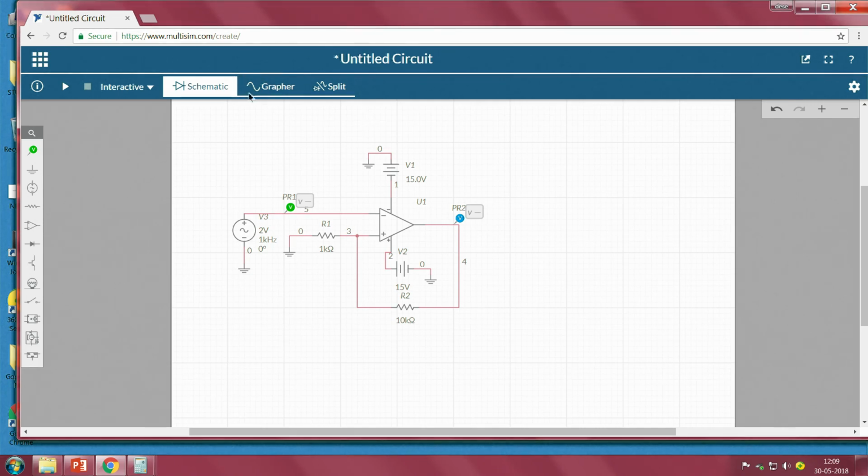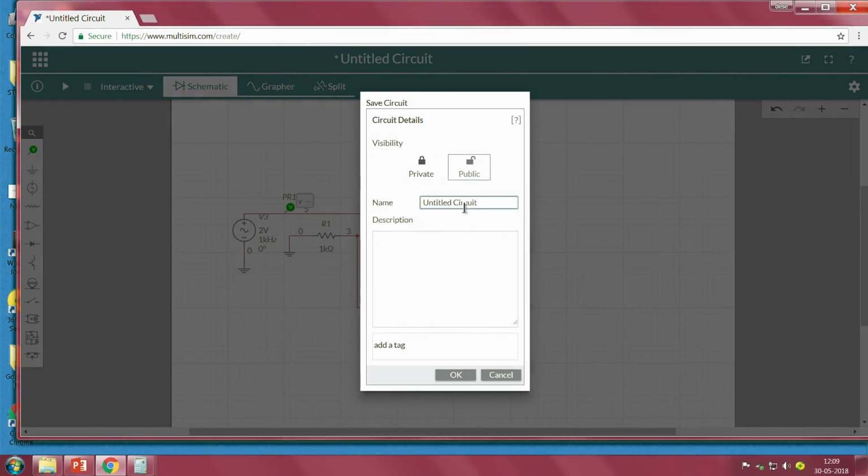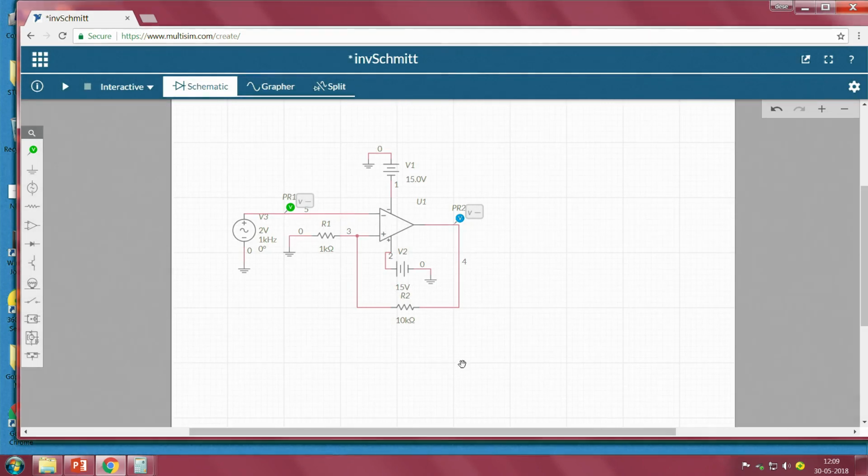Now, once the circuit is done, let me save the circuit. Save. And this is nothing but an inverting Schmitt trigger. Okay, inverting Schmitt trigger. Okay, I am saving it.